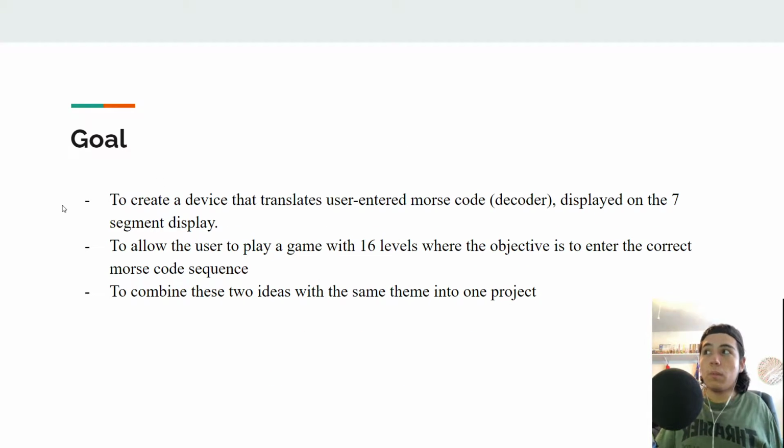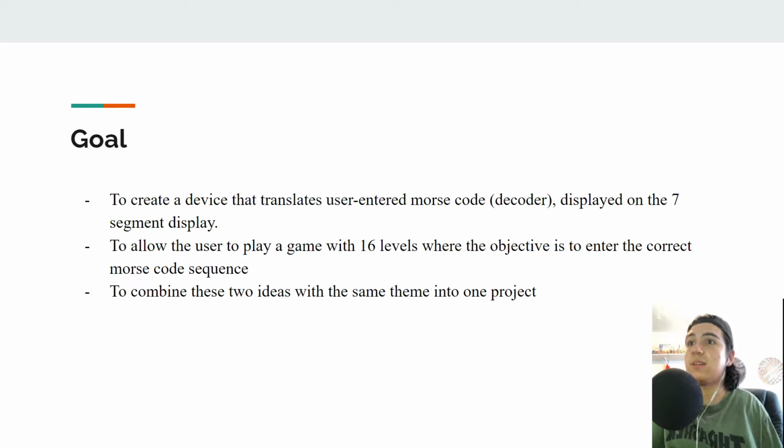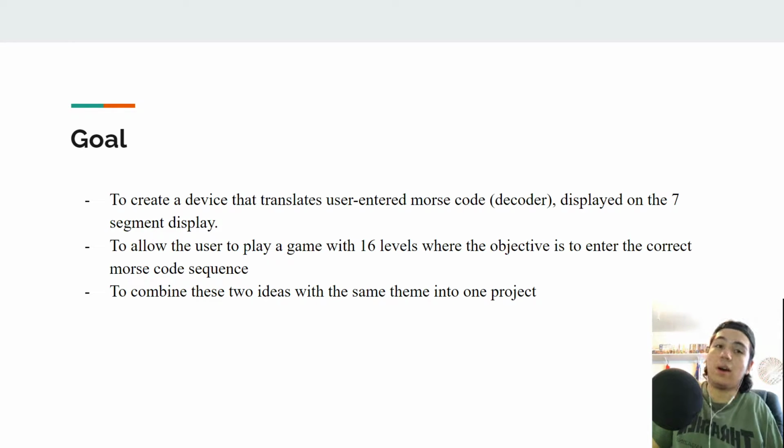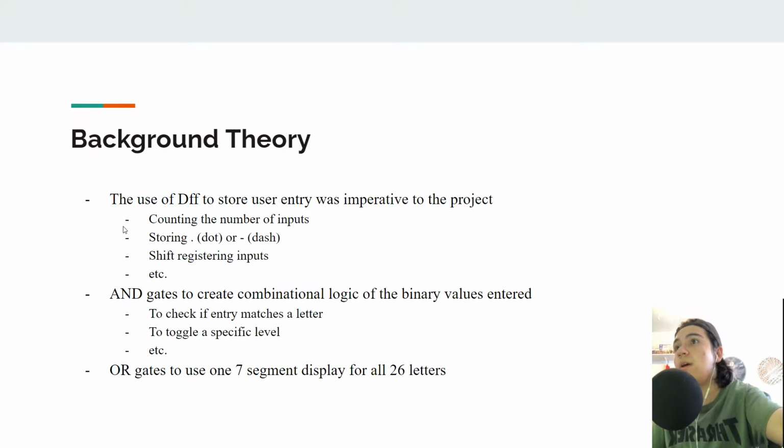The goal of this project was to create a device that translates user entered Morse code and shows it on the 7-segment display. And then I also added the game mode, which is the exact opposite. The user enters the sequence corresponding to what is displayed on the screen. And I kind of combined these two ideas. They both have the same theme. They're both Morse code related in the same project, even though they're kind of antitheses of each other.